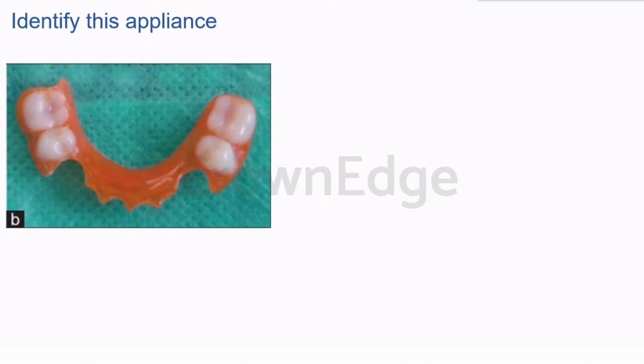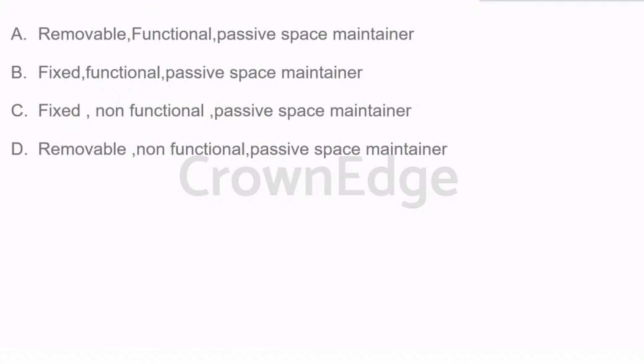That is why all your fixed space maintainers that you've seen, band and loop, all those things don't have an active component, a functional component, right? So they're all non-functional. This has teeth, so it's a functional space maintainer. Keep this in mind. Very simple. They can confuse you in a very easy way, so please don't get confused on that part. Most of us will go for the last option, non-functional. Just keep this in mind.